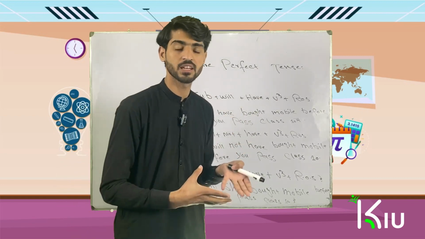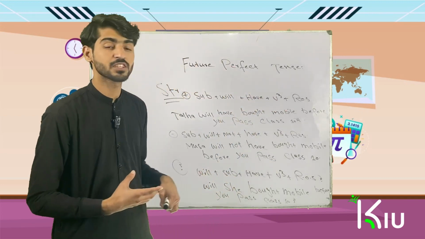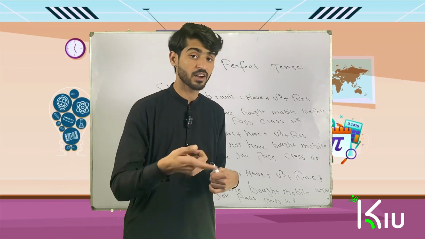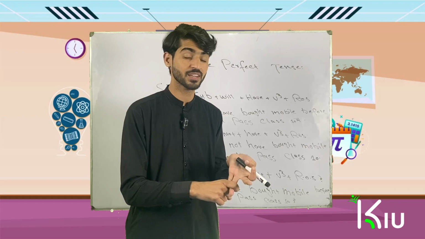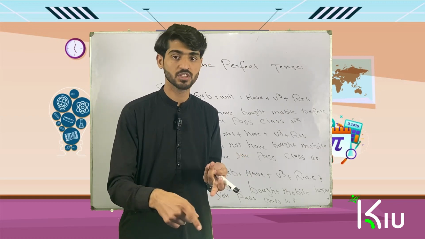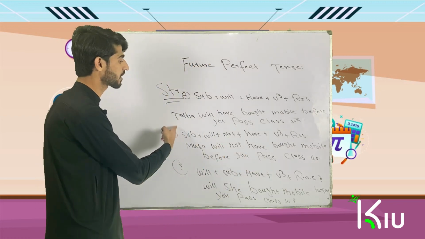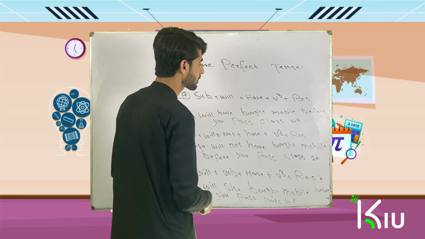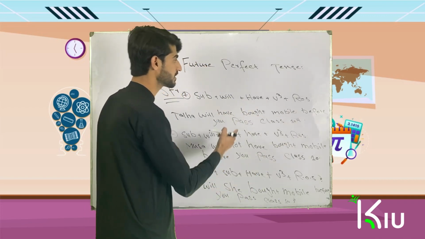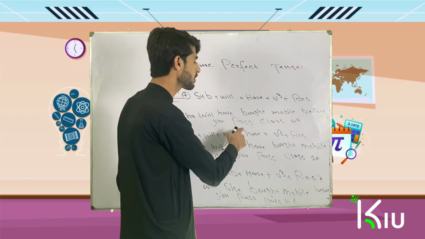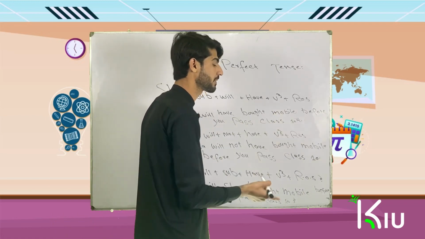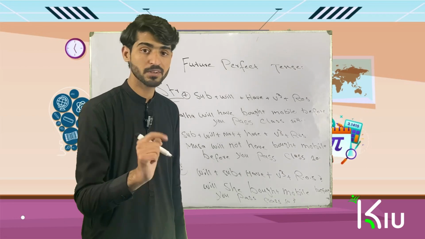As we said, in future perfect tense the first action will occur in the future perfect tense, and the second action will be in simple present tense. So have a look at this. Talha will have bought mobile. Now it's the first action and it is in future perfect tense. But the second action, before you pass class 10, is in simple present tense.